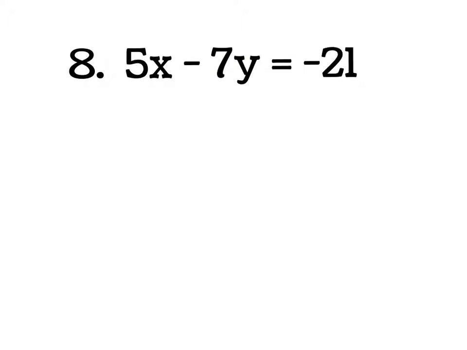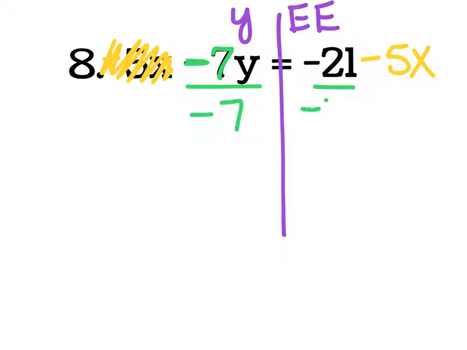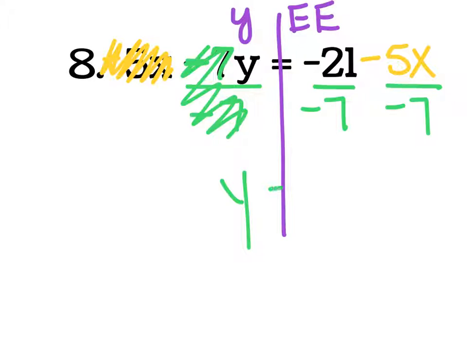So next I have 5x minus 7y equals negative 21. So y is on one side, everything else on the other. So the first thing that's keeping y from being by itself is what doesn't have y with it, which is this positive 5x. So it's positive 5x on the left, it's going to be a minus 5x on the right, and that goes away. Now I've got to get rid of the coefficient. Remember, the coefficient's a negative 7y, so I'm going to divide everything by negative 7, so that negative 7 can cancel out, and I'm left with y equals.